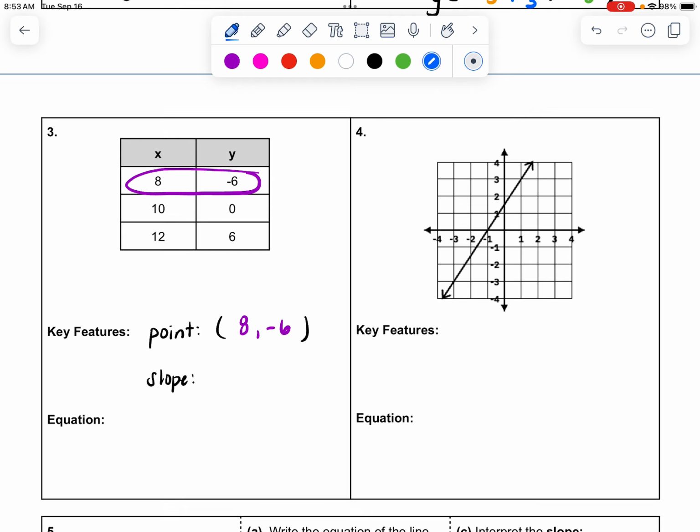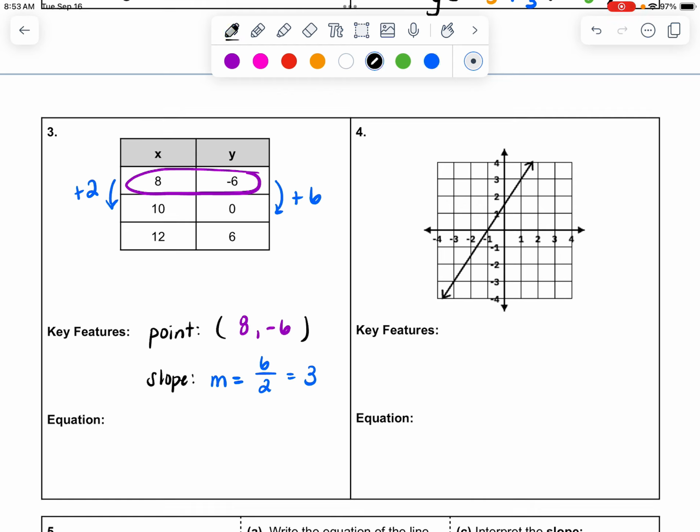My slope, I need to find my patterns in the table. So on the y side of the table, I'm going up by 6. And on the x side of the table, I'm going up by 2, which means my slope is 6 over 2, and that simplifies. If I type it into my calculator, it makes 3.